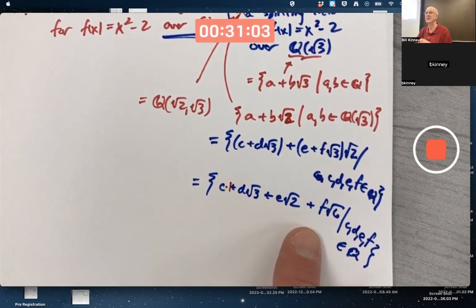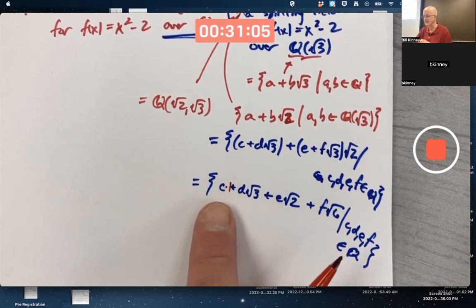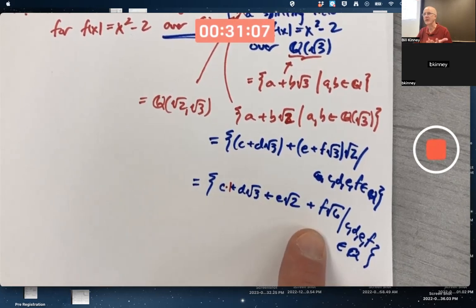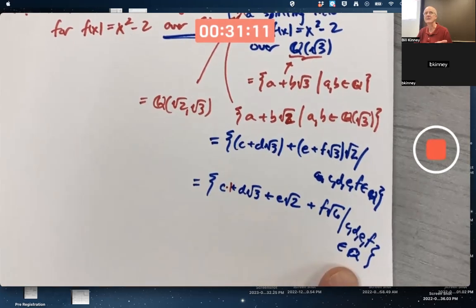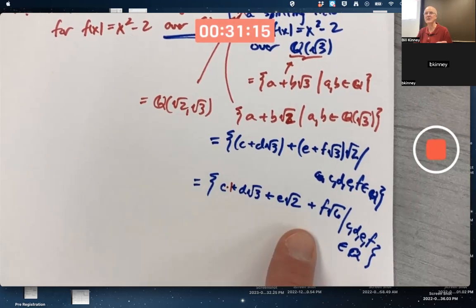The only way this is going to equal 0 is if C, D, E, and F are all 0 when they're chosen from the rationals. They form a basis for this thing as a vector space over the rationals. This is a 4-dimensional vector space over the rationals because the basis has got 4 elements.